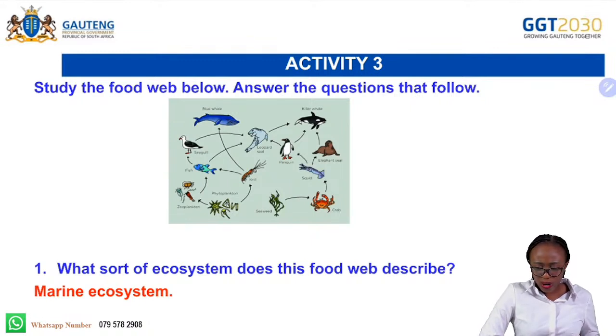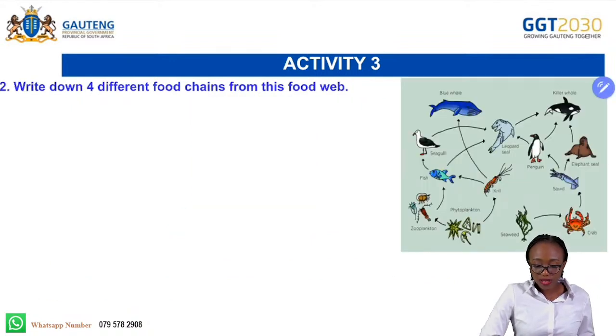We've got a blue whale, which obviously lives in the sea, the ocean. Killer whale, we've got leopard seals, we've got fish, zooplankton, phytoplankton, seaweed, squids, crabs. These are organisms that are found within a marine ecosystem.